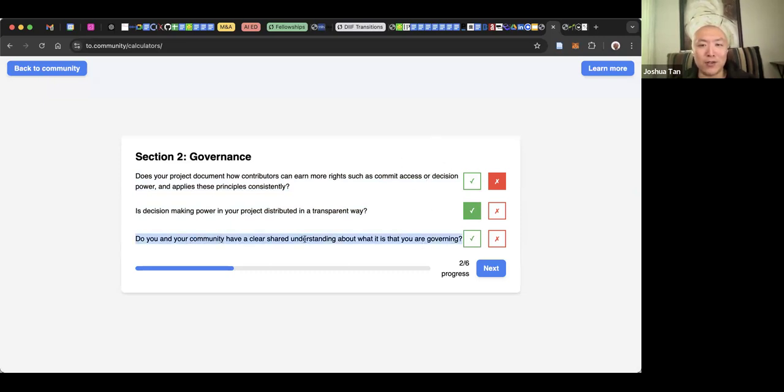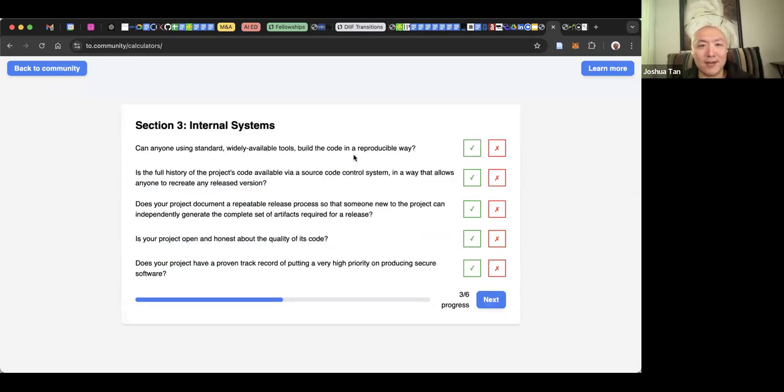Do you and your community have a clear shared understanding of what it is that you are governing? Yes. Can anyone using standard tools build the code in a reproducible way? Yes. Do you document a repeatable release process? Okay, I'm going to say no, just to be honest. Are we open and honest about the quality of our code? Wow, these are really hard questions. I'm going to say maybe yes.